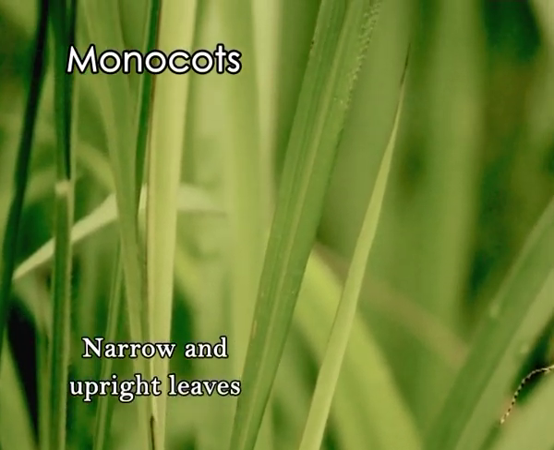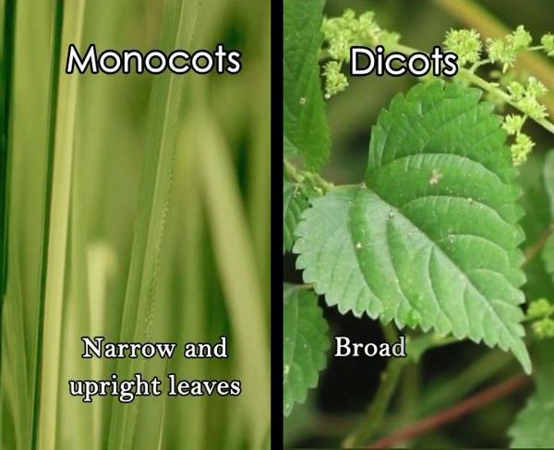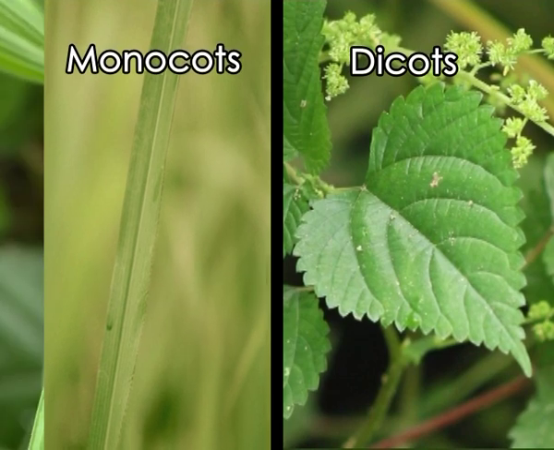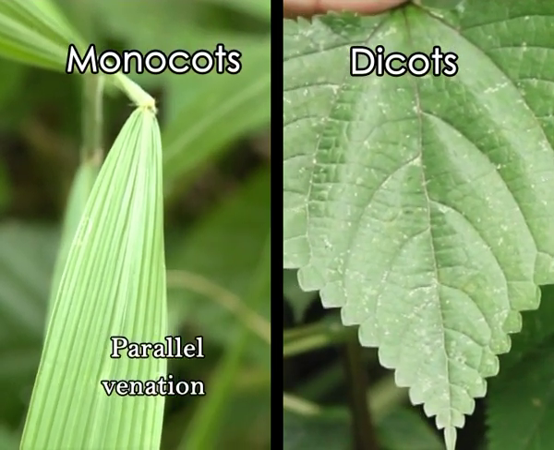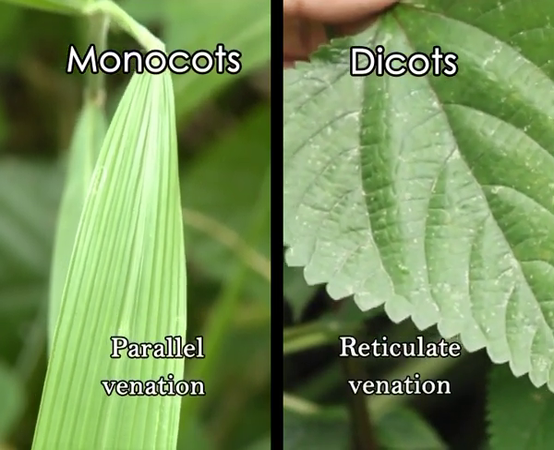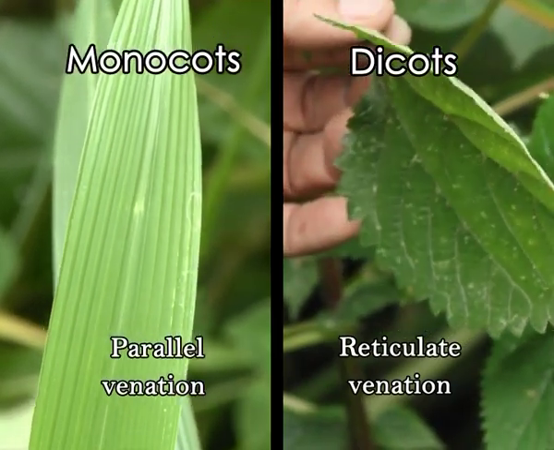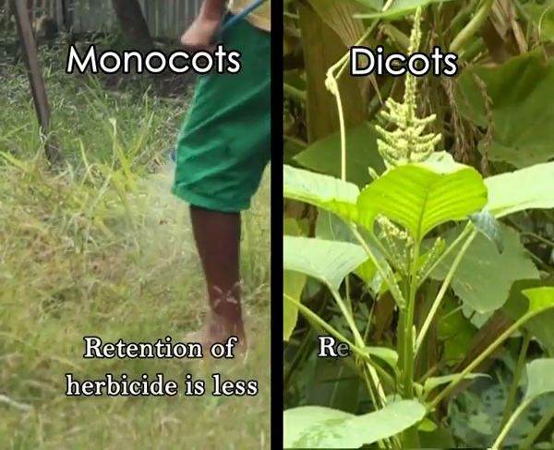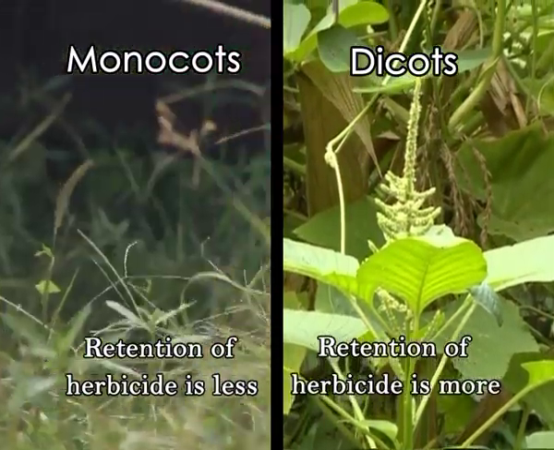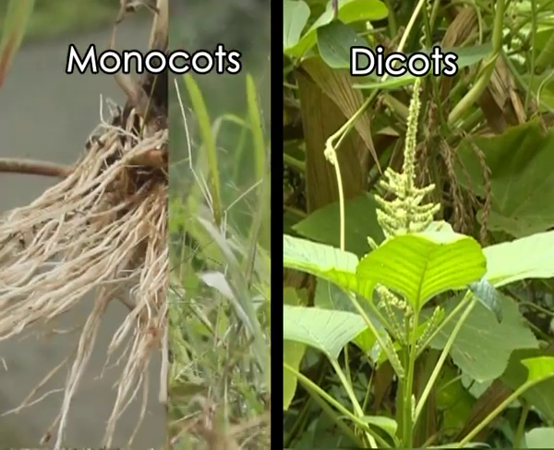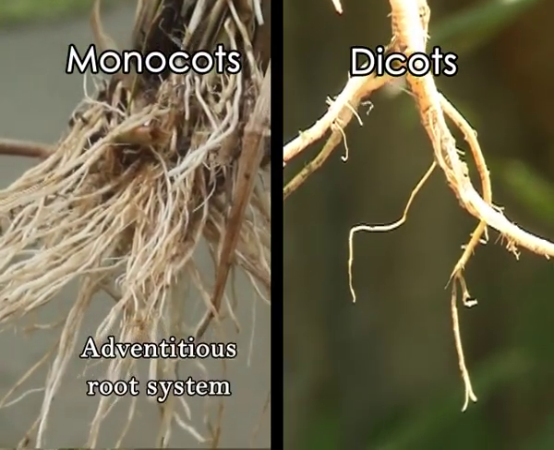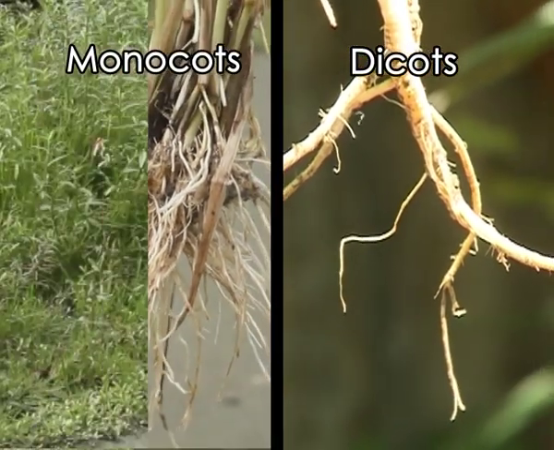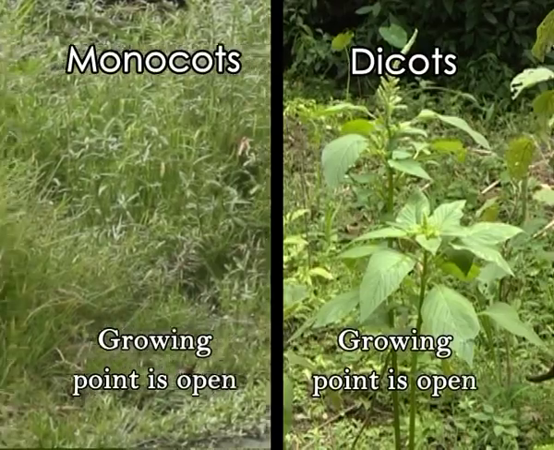Monocots have narrow and upright leaves, dicots have broad and horizontal leaves. Monocots have parallel venation, dicots have reticular venation. Retention of herbicide is less in monocots, retention of herbicide is more in dicots. Monocots have a fibrous root system, dicots have a taproot system, and in monocots the growing point is open.